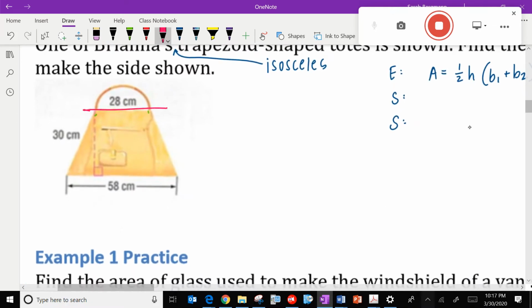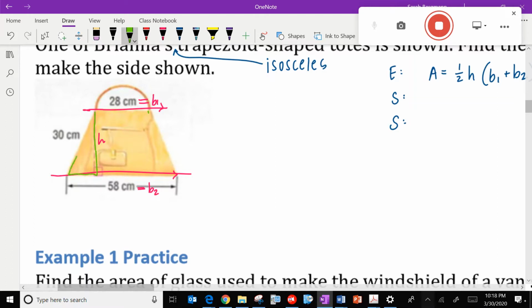However, let's check this out. So I know that my bases are the 28 and the 58. It doesn't really matter which one's base 1 and base 2, since the order of addition doesn't matter. But I know that those are the bases since those are the parallel sides. The problem here, though, is that they don't give us the height, sadly. So we have to do a little extra work to figure out the height.